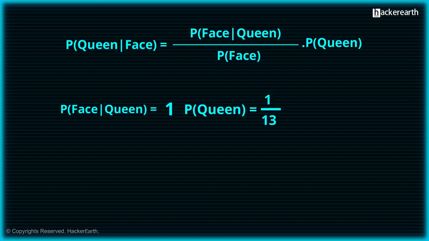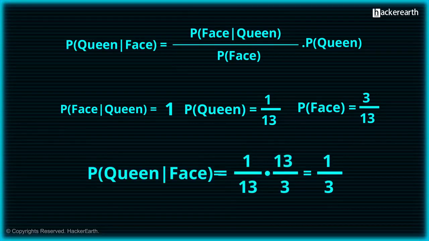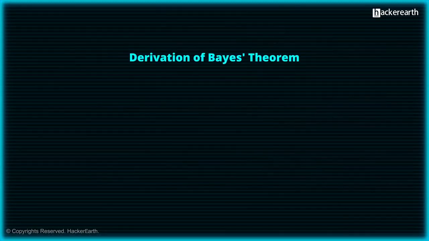Now we have already calculated P of queen, so the only value left to calculate is P of face, which is equal to 3 by 13, as there are 3 face cards for every suit in a deck. Therefore, P of queen given face is equal to 1 by 13 into 13 by 3, which is equal to 1 by 3.